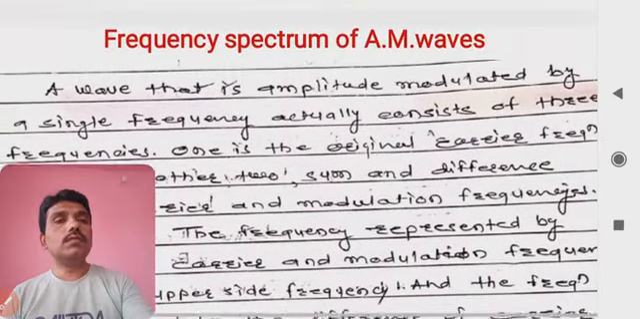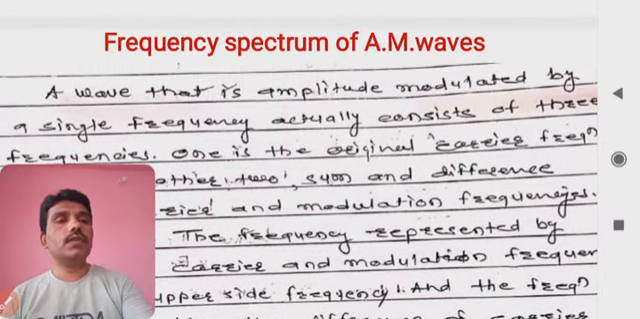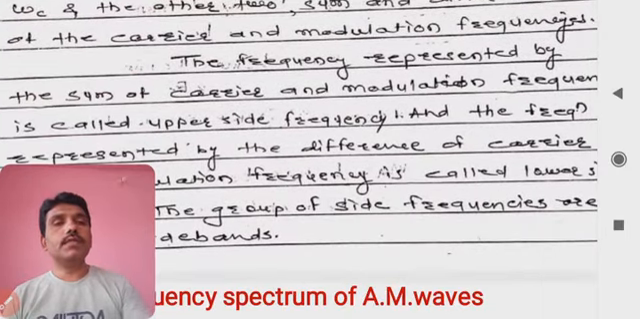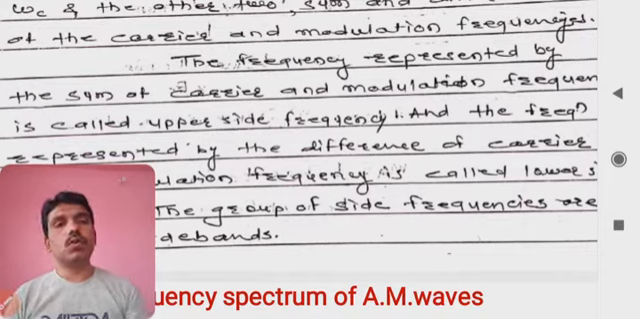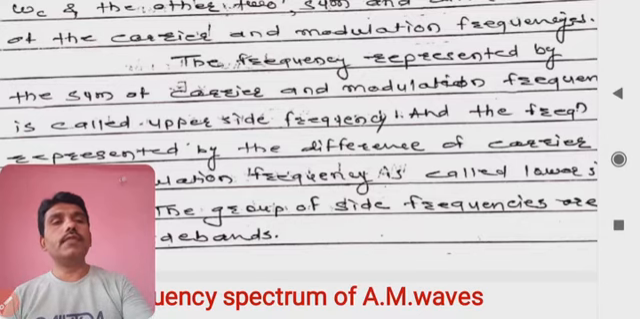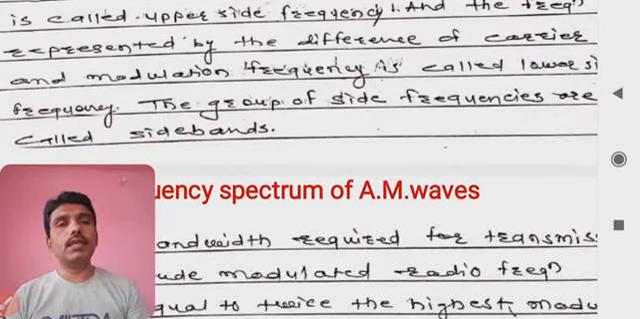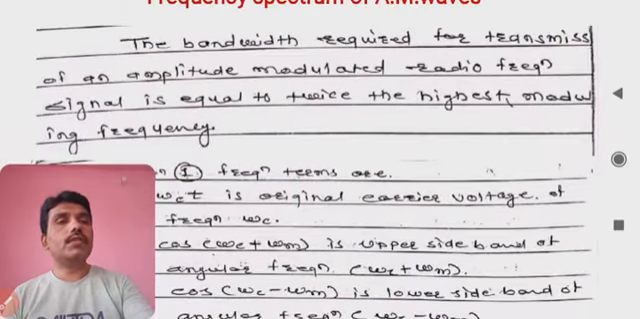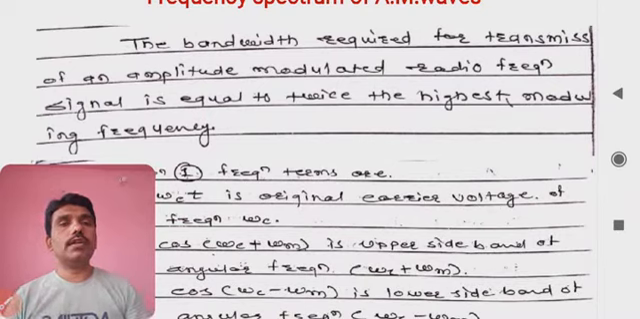Now these sum and difference terms are called the upper side frequency and the lower side frequency. The sum is called the upper side frequency, and the subtraction of the carrier frequency and the modulating frequency is called the lower side frequency. These side frequencies are also grouped as sidebands, the upper sideband and the lower sideband. The bandwidth required for the transmission of an amplitude modulated radio frequency signal is equal to twice the highest modulating frequency.